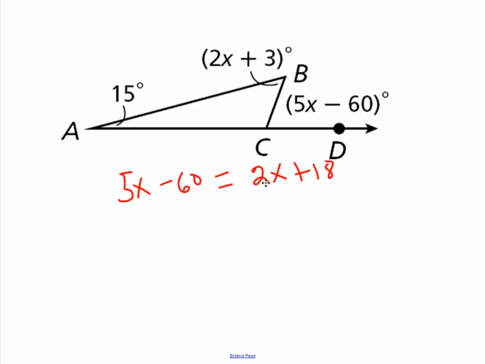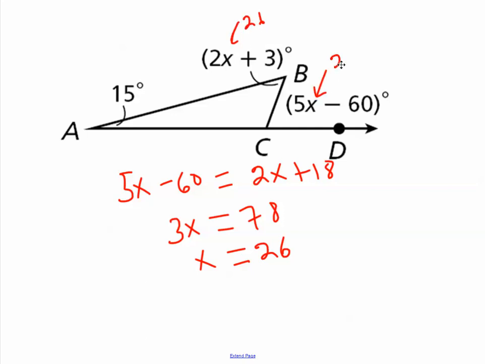Okay? I'm going to subtract 2x on both sides, so that gives me 3x. I'm going to add 60 to both sides, so that gives me 78. And x: 3 goes into 78, well, it goes into 60 20 times, and 18 left over, so that's a 6. So 26. And to find my angle, all I have to do is put in a 26 here, and a 26 right here, and I get whatever these angle measurements are. Okie dokie? Next example.